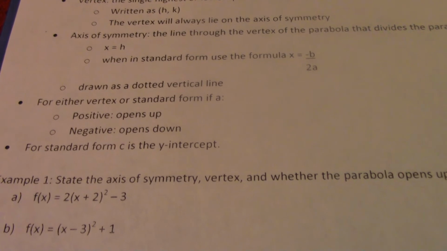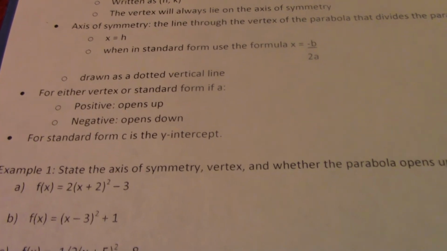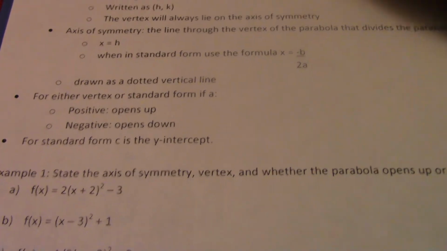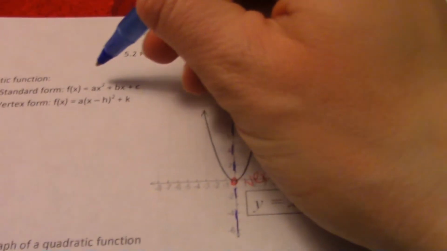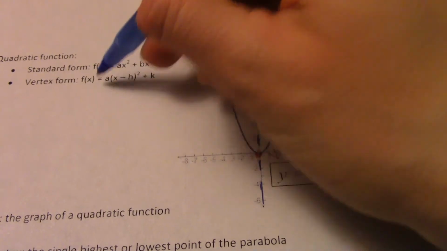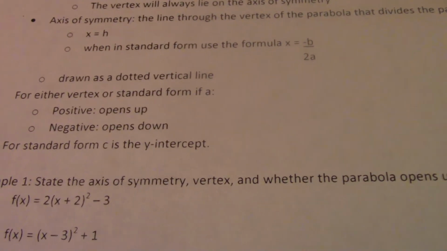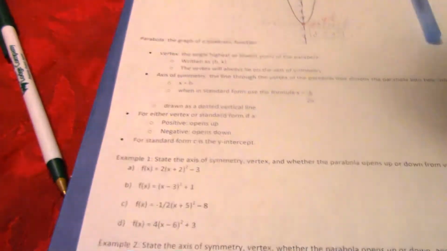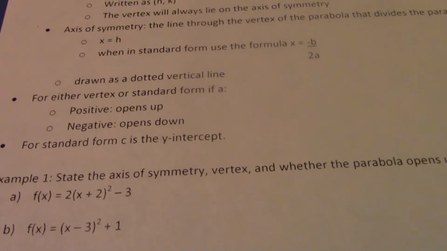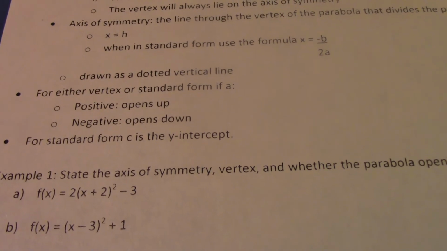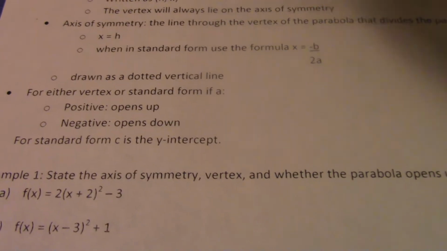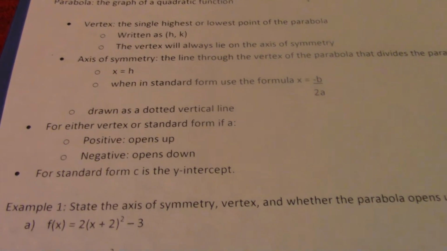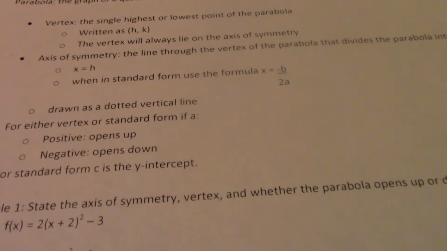Some more things we need to know. For either vertex or standard form, we're looking at our a. If a is positive, it opens up like our graph that we just looked at did. If it's negative, it opens down, so we would turn our shape upside down and it would look like this. For standard form, the c, the last number, is the y-intercept. So we're going to use all these things, from the axis of symmetry down to here, to tell us some different things about our graphs.